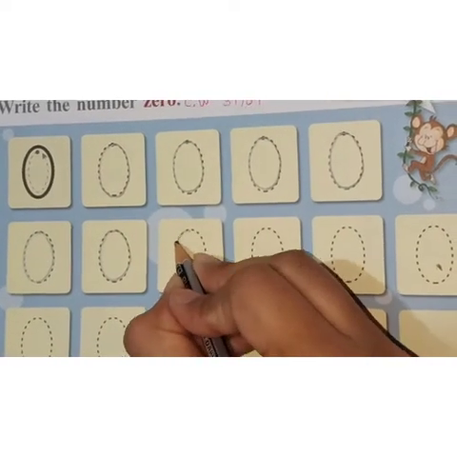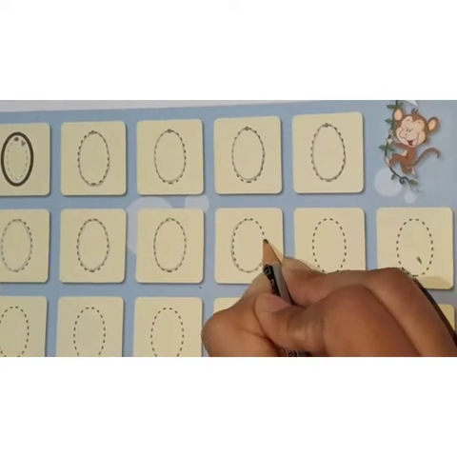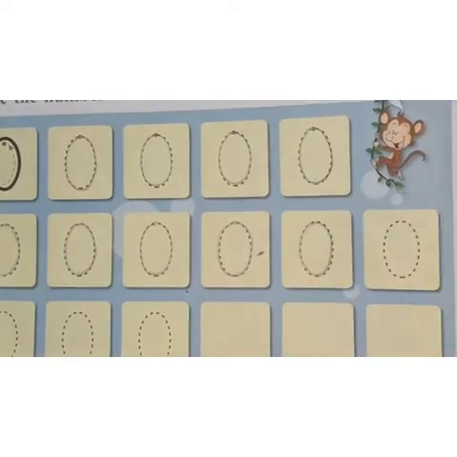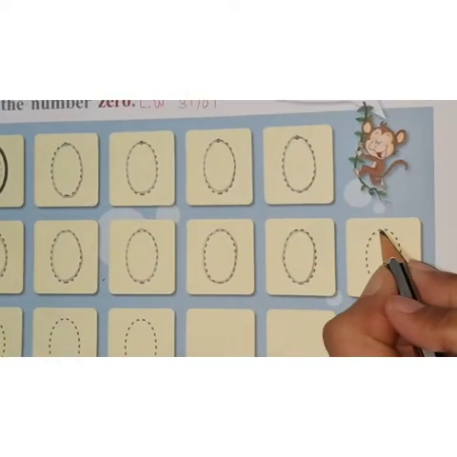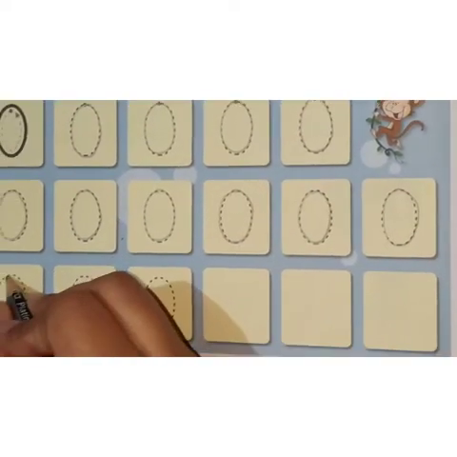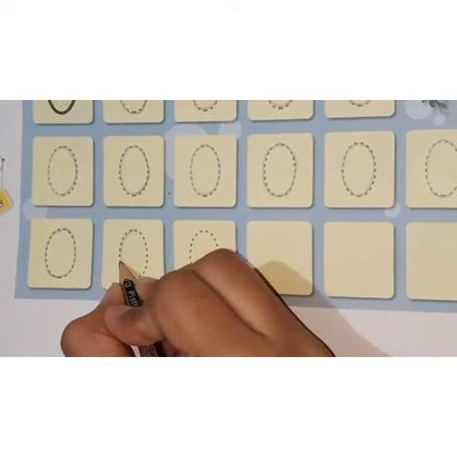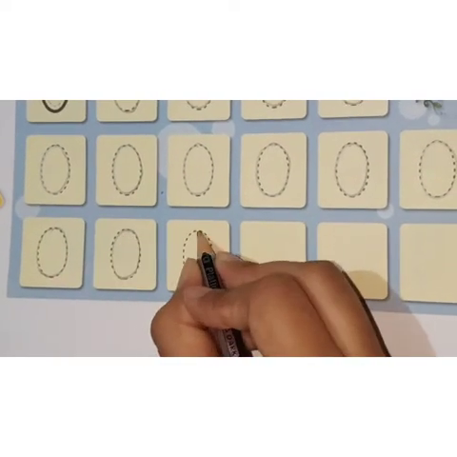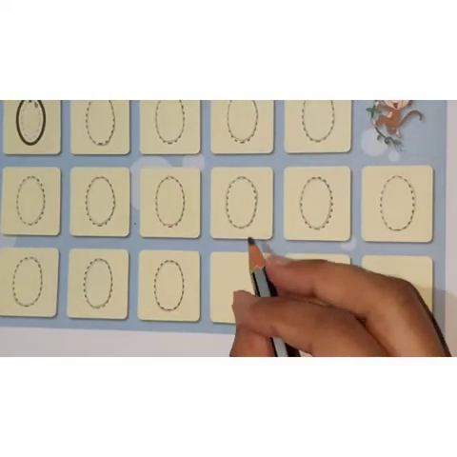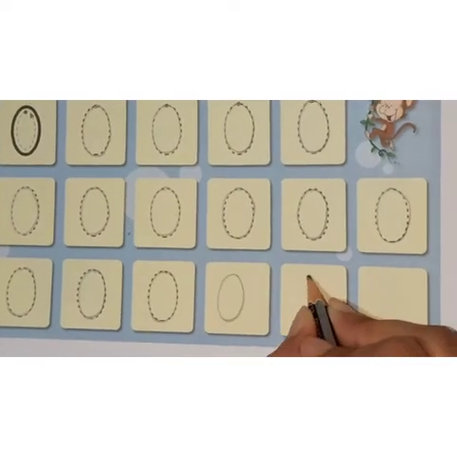0. Start from right curve, then follow the dots. 0. Very good, children. 0. Say 0 as you write. 0. Well done.